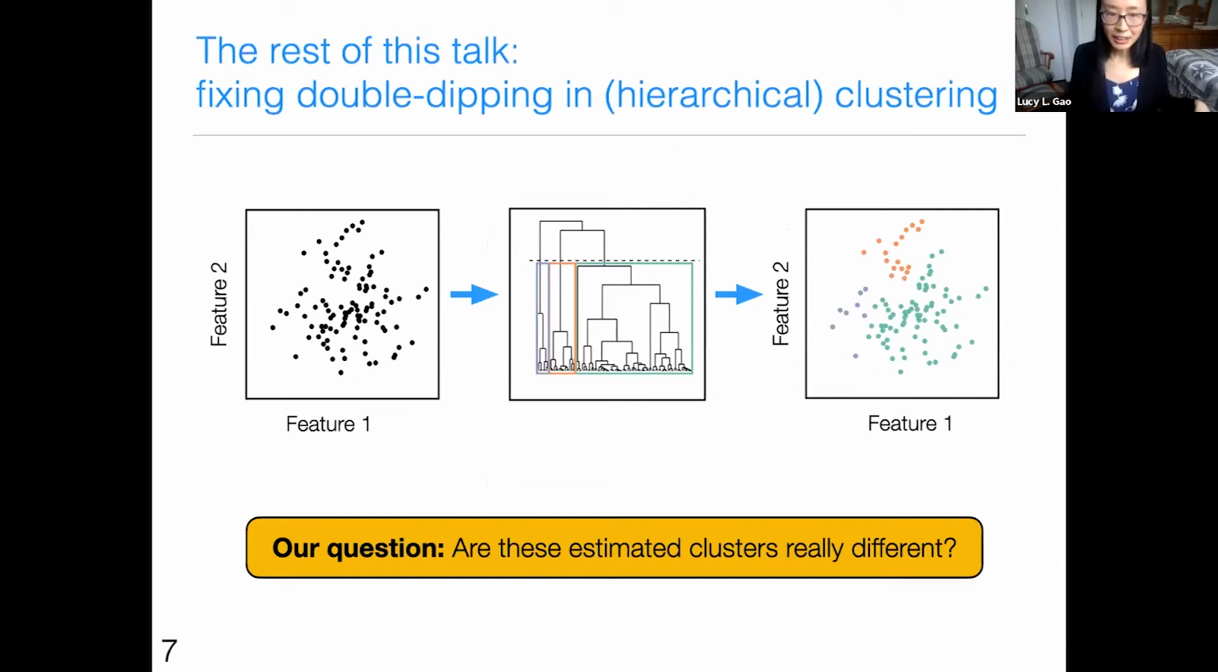And in the rest of this talk, I'll propose a general framework for testing for a difference in means after clustering without specializing to any particular clustering method. Then we'll talk about the computational aspects of this test in the special case of hierarchical clustering.